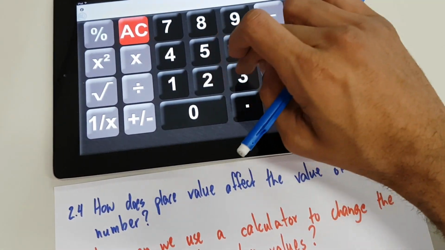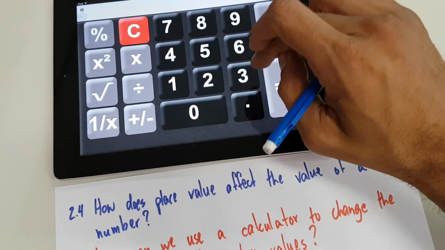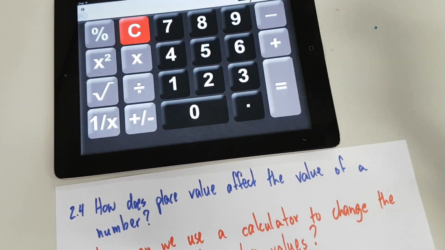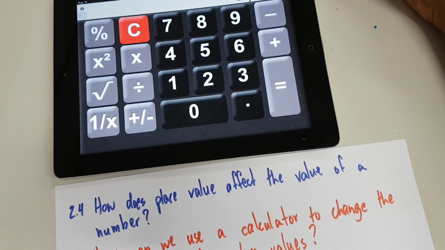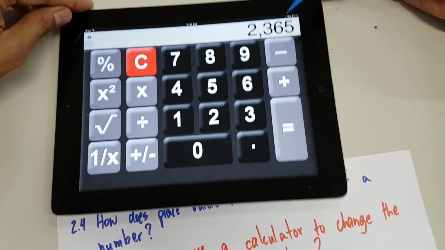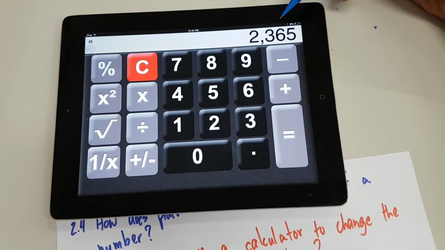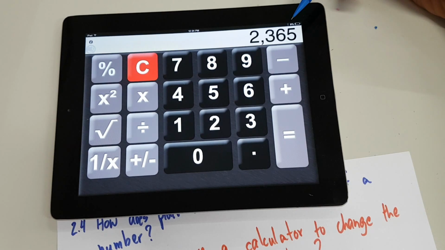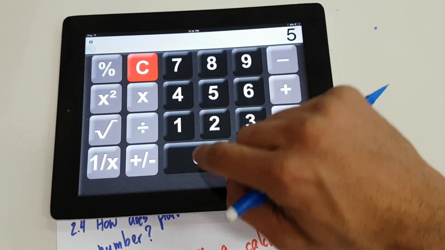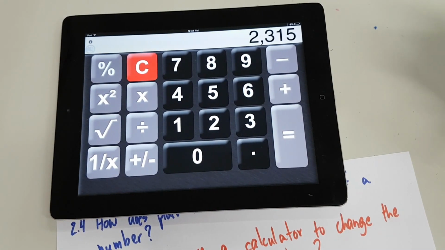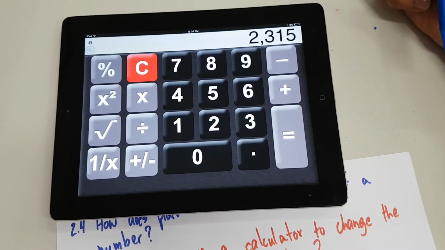And lastly, how can we use a calculator to change the value of specific place values? Well, if I have the number 2,365, and I only want to change the 6, and I don't want 6 tens, let's say instead of 6 tens, I only want 1 ten. Then I need to subtract 5 tens, or 50. And now I have it. I've subtracted 5 tens, and my difference is 2,315.